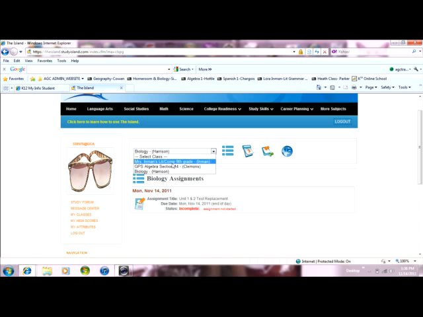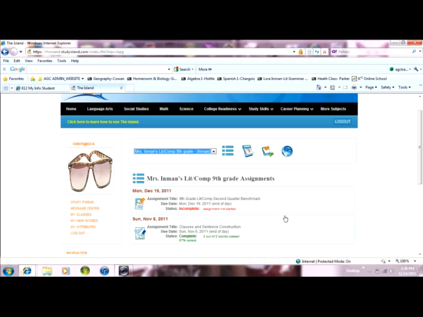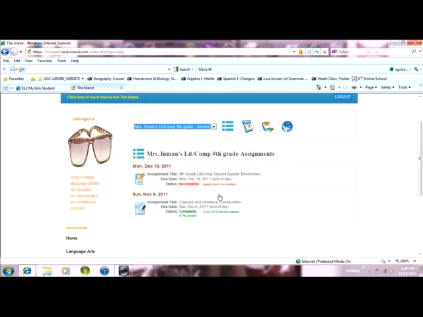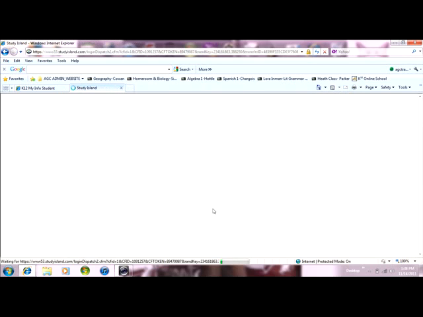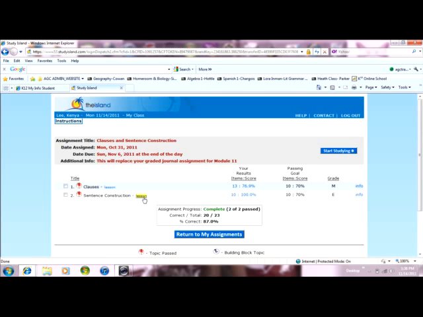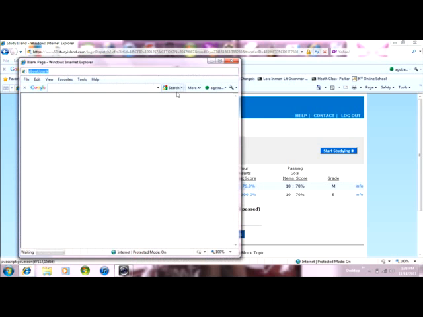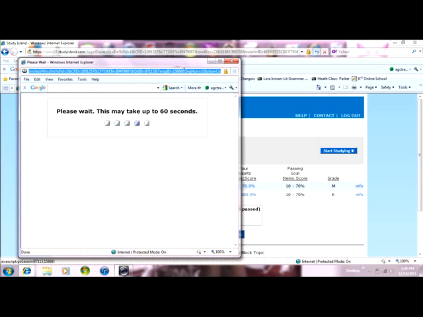Now I'm going to go on down to Miss Emmons' Lit Comp 9th grade class. At the beginning of the year we did a benchmark, and I guess since it's done she took it off. But the one we had to do most recently was on November 6th, and we did cause and effect structures that were placed in the journals. This one I didn't do as well, but I did pass. I'm going to click on this because I want to see what questions I missed.